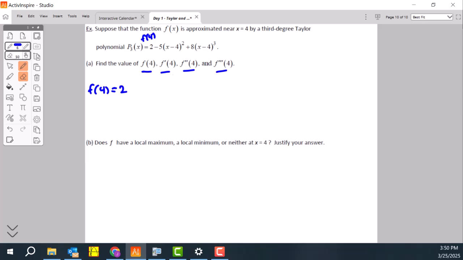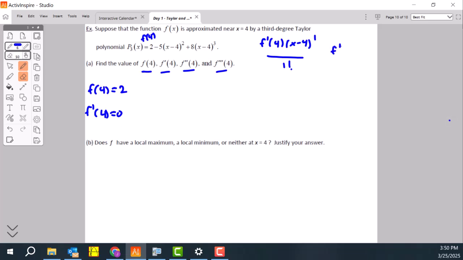But f prime of 4 comes from the x term. So it should be f prime of 4, x minus 4 to the 1 over 1 factorial. Well, we don't see that term anywhere in this problem. So we can make a conclusion about f prime of 4. Well, what happened to f prime of 4? f prime of 4 had to have been 0. All right, similar thing we can do for each of them.